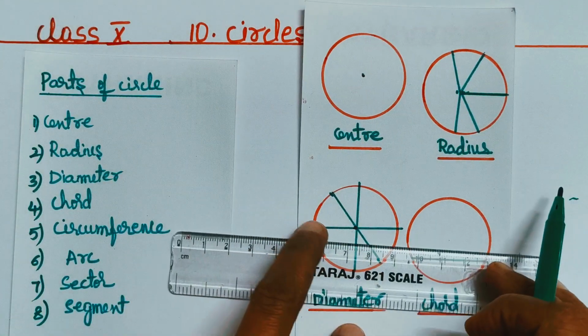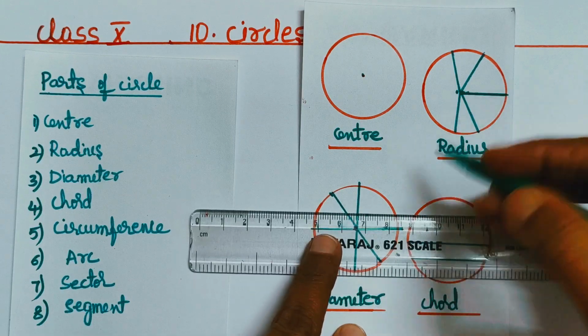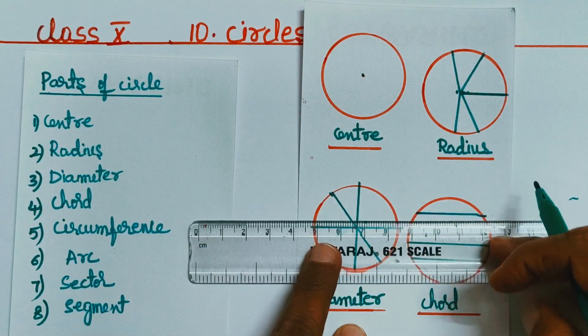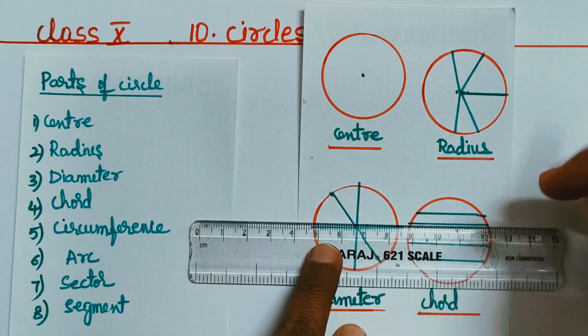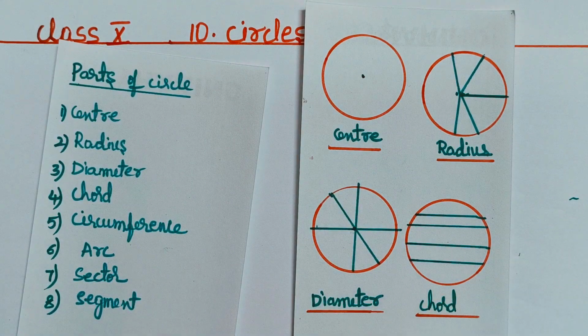How many chords are possible in the circle? Infinite. See here, this is also a chord. Here, this is also a chord. How many chords are possible? An infinite number of chords are possible in the circle, and the biggest chord is the diameter.